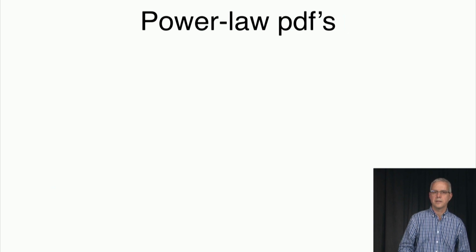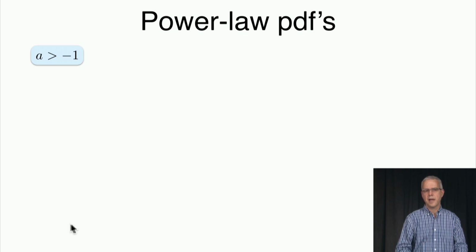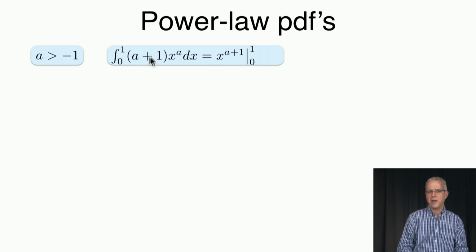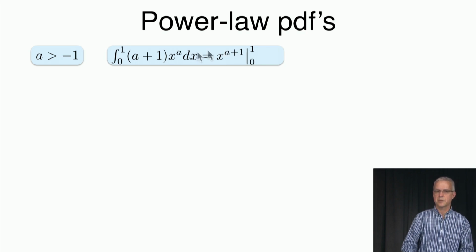I'm going to start with an example. Let me first describe this example. We'll make somewhat of a general example. So assume that a is some constant which is bigger than -1. Then the integral of (a plus 1) times x to the a dx is x to the a plus 1, because if you take the derivative of x to the a plus 1, you get (a plus 1) times x to the a. Therefore, the integral from 0 to 1 is x to the a plus 1 evaluated between 0 and 1, and that's just going to be 1, because it's 1 minus 0. So that's one observation.